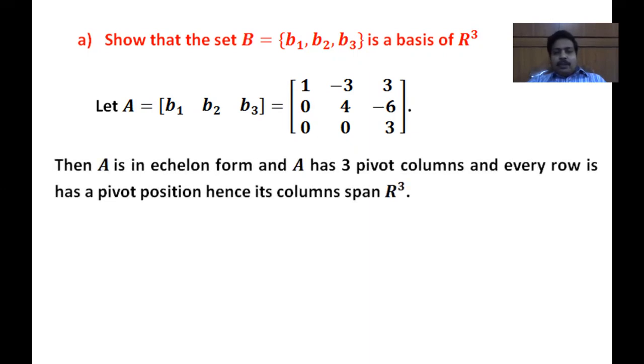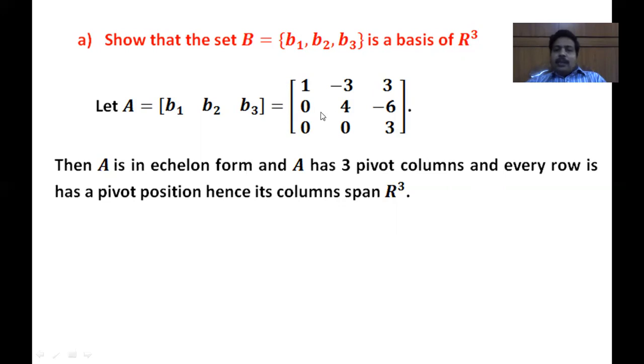Now we can observe that A itself is in echelon form, so there is no need to convert it into echelon form in this problem. A has 3 pivot columns. It is in echelon form, and we can observe that the entries 1, 4, and 3 are pivot positions, and hence B1, B2, B3 are pivot columns.